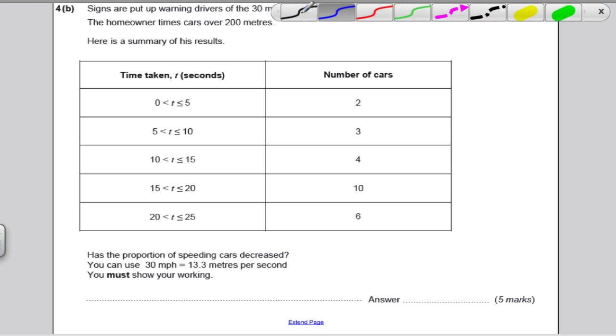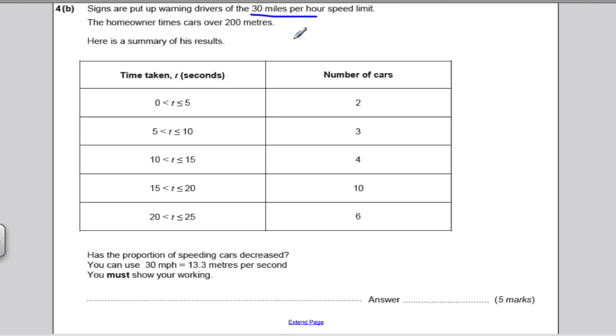The signs are put up to warn drivers of the 30-mile-an-hour speed limit. The home over times cars over 200 metres, and these are the times the cars he timed took. Well, the first thing to do is really 30 miles per hour is 13.3 metres per second, which means using speed equals distance over time.